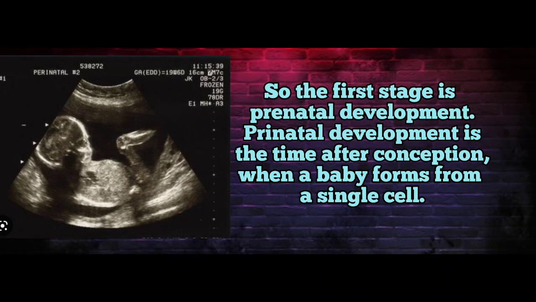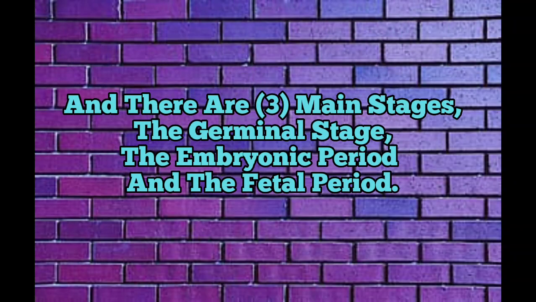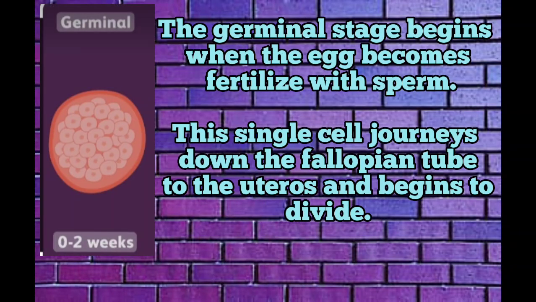Prenatal development is the time after conception when a baby forms from a single cell. There are three main stages: the germinal stage, the embryonic period, and the fetal period. The germinal stage begins when the egg becomes fertilized with sperm. This single cell journeys down the fallopian tubes to the uterus and begins to divide.